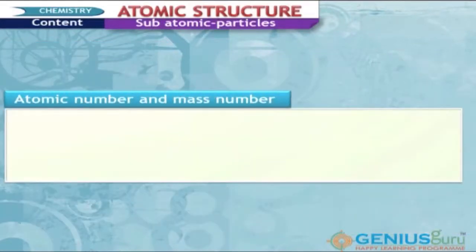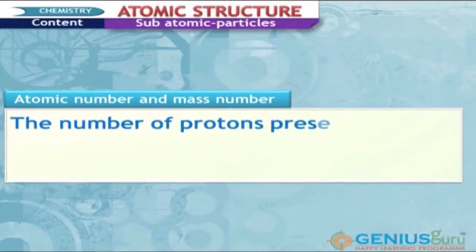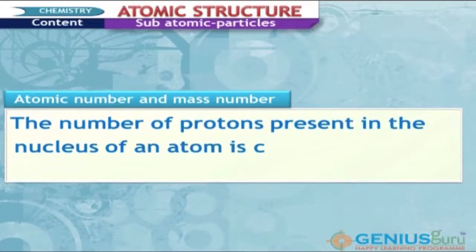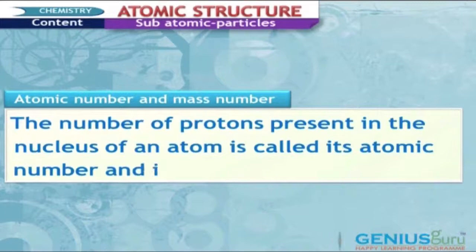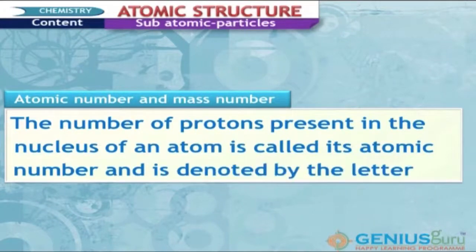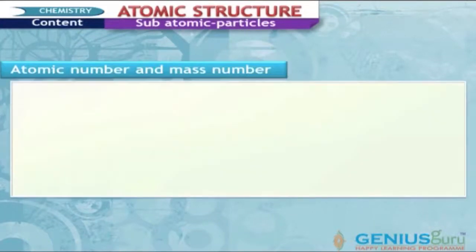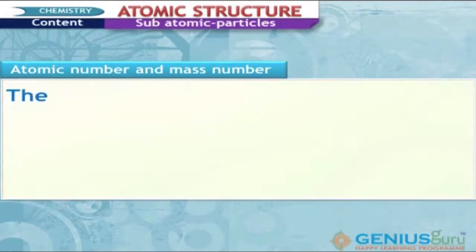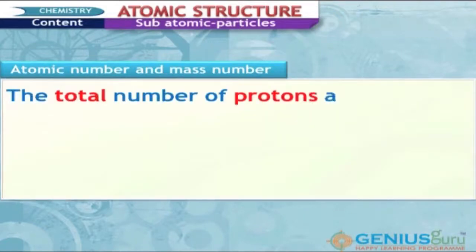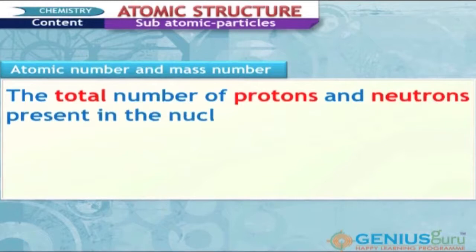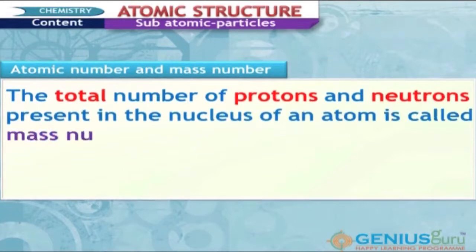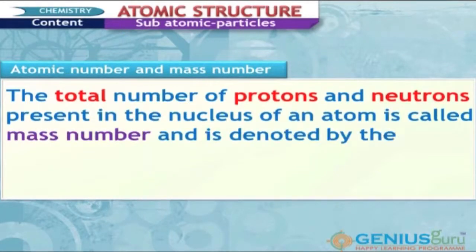We go to another important aspect of atoms, that is atomic number and mass number. The number of protons present in the nucleus of an atom is called its atomic number, and it is generally denoted by the letter Z. And the mass number is the total number of protons and neutrons present in the nucleus of an atom, and is denoted by the letter A.